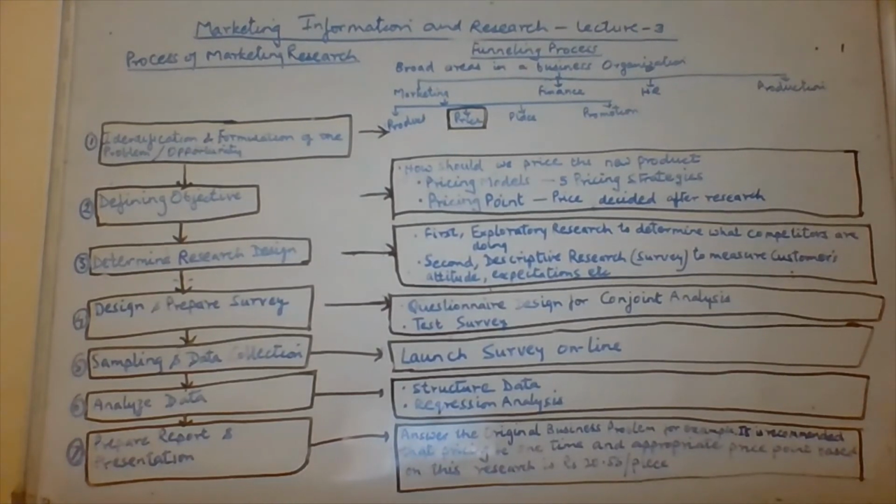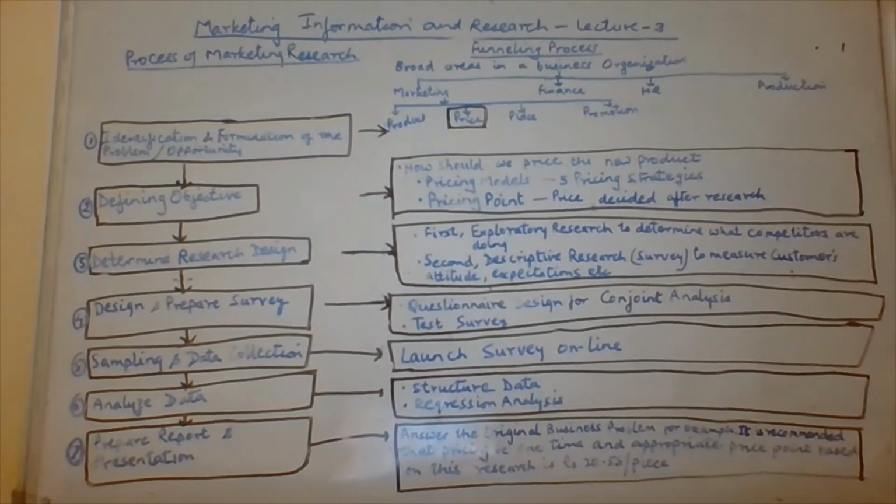So this is how we move upon when we determine the research design. The fourth step is to design and prepare the survey. This is a questionnaire designed for conjoint analysis and test survey.